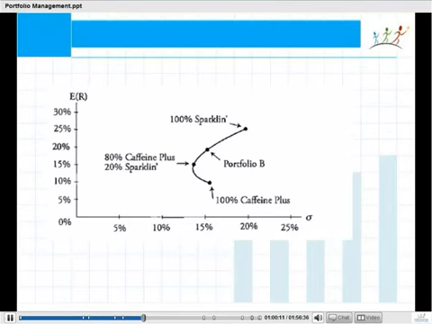Now tell me, will a rational investor, or a Markowitz investor who follows the Markowitz assumptions, invest in any portfolio below the purple line that I have drawn? Will he ever invest in any of these portfolios? No, because there is another portfolio available which gives a higher return for the same risk.